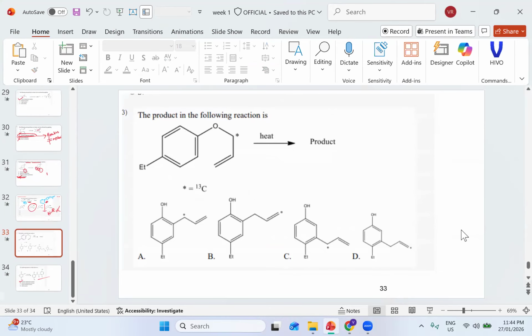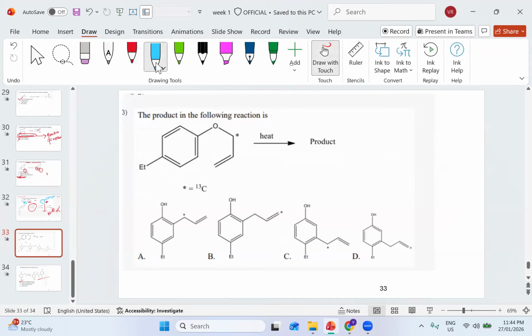Another question is, the product in the following reaction is. In this case, if you look here, this will be a 3,3 sigmatropic rearrangement reaction, right? And what will the product be here? In the chat box, I can see option B. We'll see whether it is correct or not.